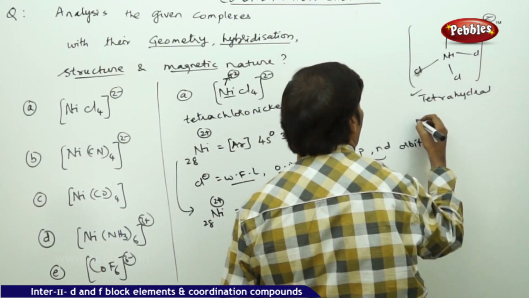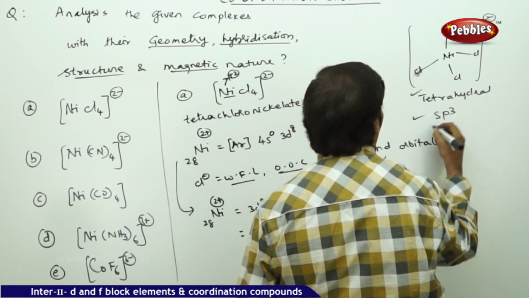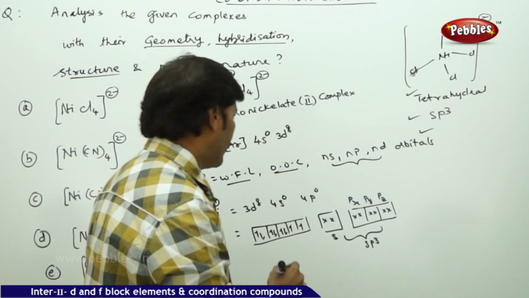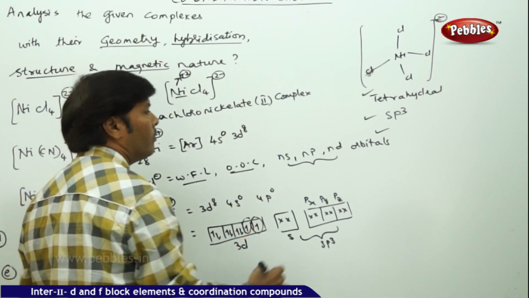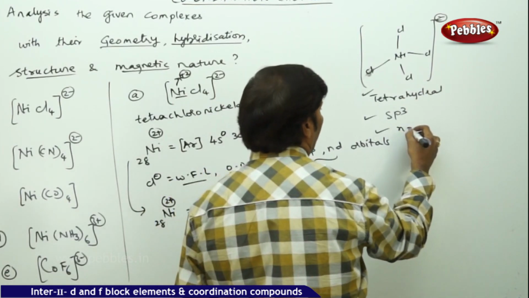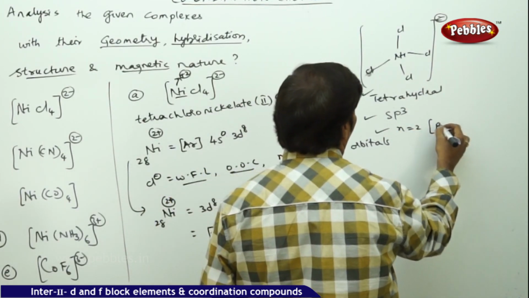This tetrahedral complex is undergoing sp3 hybridization. It contains 2 unpaired electrons in the 3d orbital. This is the 3d orbital, it contains 2 unpaired electrons. So that means the number of unpaired electrons is 2. So therefore it is paramagnetic.